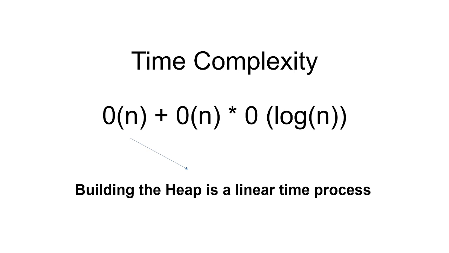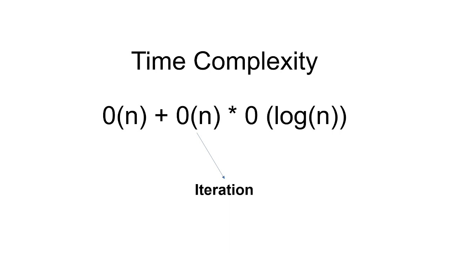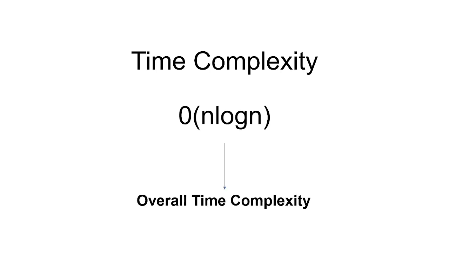We will now explain the time complexity of the heap sort. For the first part of the computation, building the heap is a linear time process. And the next part is the iteration over the parts of the array. And next one, this is the complexity of the heapify. So when we combine them all, we get this time complexity.